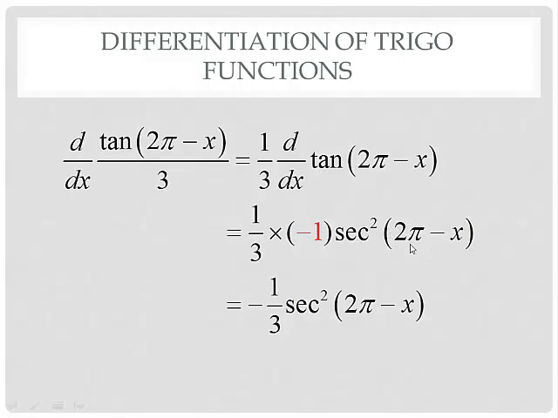Copy the whole function 2 pi minus x. And then we differentiate this term, in which we get minus 1. We place it in front. So 1/3 times minus 1 will give you minus 1/3, secant square of 2 pi minus x. So we have finished the differentiation of simple Trigo terms.